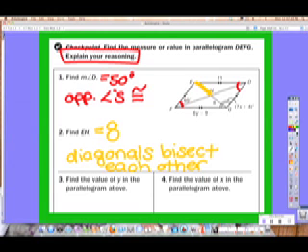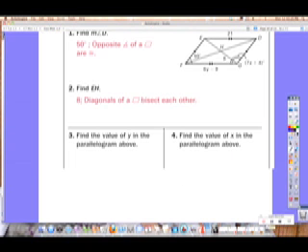There we go. What did you do, Tyler? How did you set it up? 21 equals 6y minus 9. Okay, 21 equals 6y minus 9. Tyler, if it said explain your reasoning, what would you have put? Because the opposite sides are congruent. Perfect. Opposite sides are congruent.